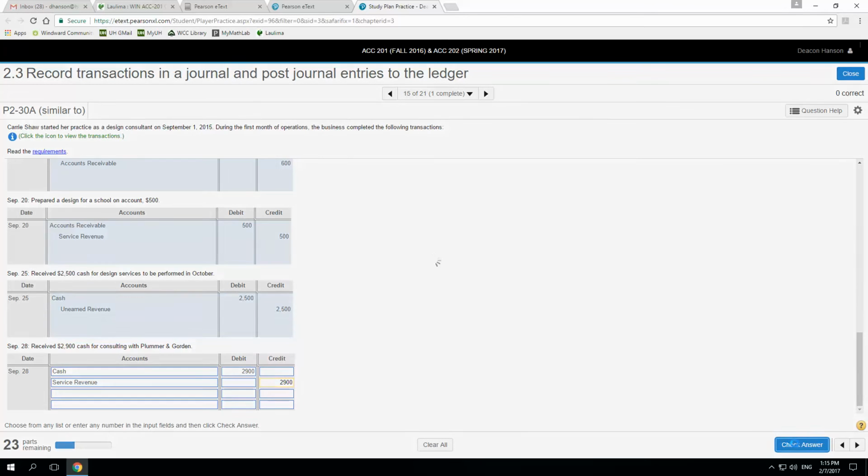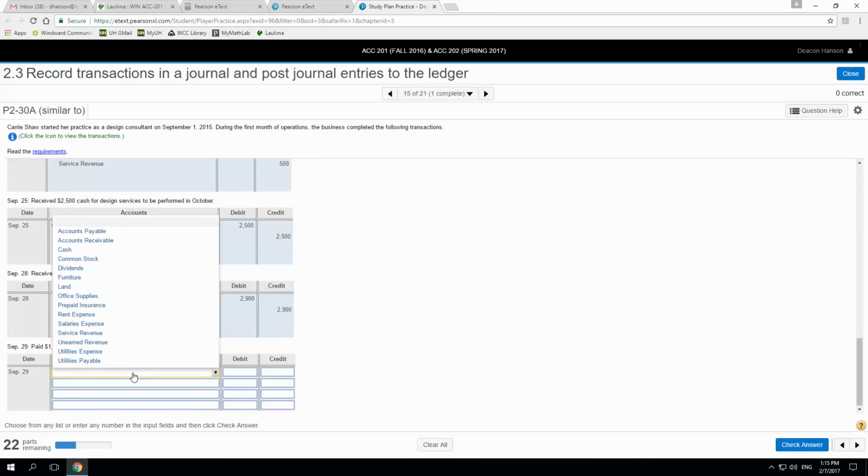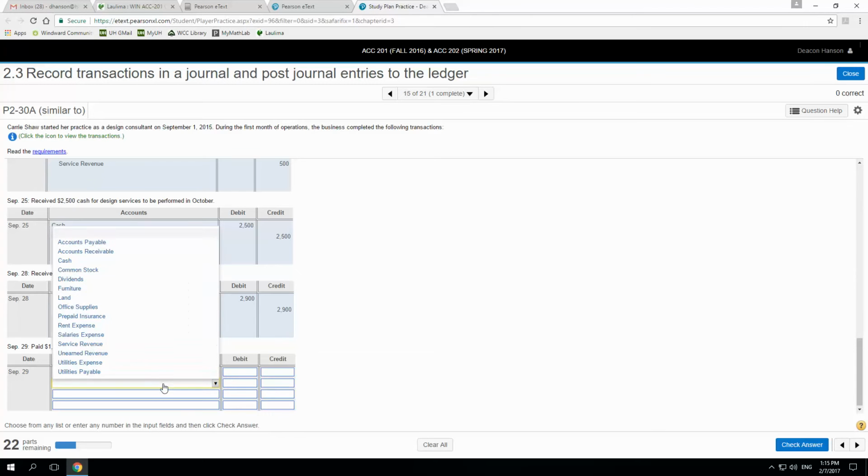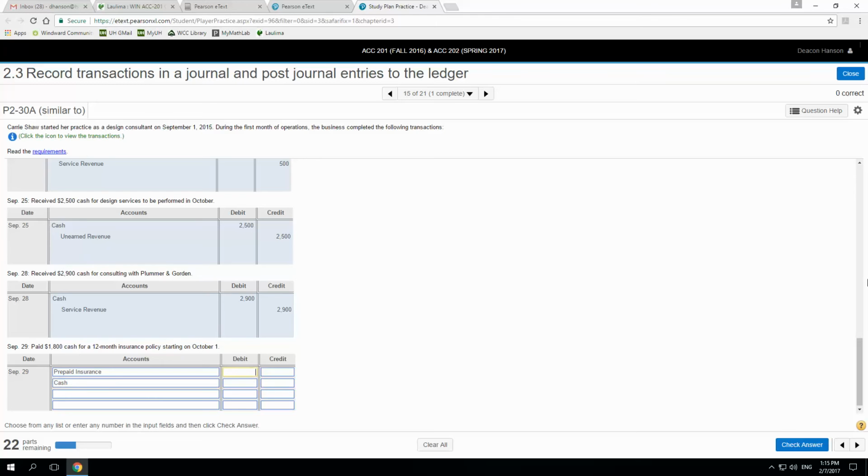Okay. We paid $1,800 cash for a 12-month insurance policy starting October 1st. So this is September 29th. We're paying for something that we're going to benefit from in the future. We're not benefiting from it right now, so we're not going to call it an expense. We're going to put it into an asset called prepaid insurance. So this insurance policy doesn't start till October 1st, but we paid for it up front. Okay? So we got 1,800 sitting there in this asset called prepaid insurance.